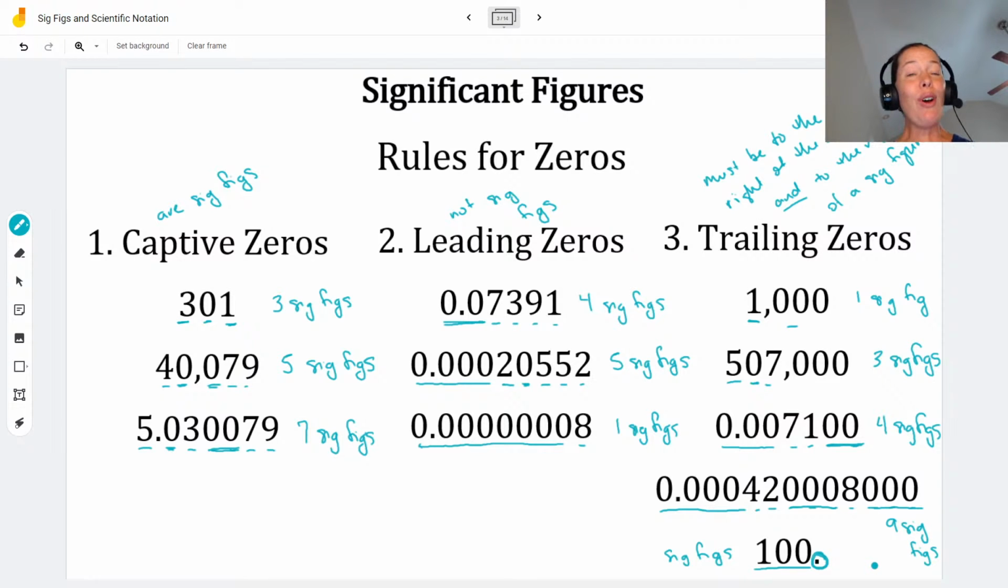Okay, those are our rules for zeros, so make sure you keep those in mind. Captive zeros, which I love, are always significant. Leading zeros, never significant. Trailing zeros, sometimes significant. Again, they must be to the right of the decimal and to the right of a sig fig.